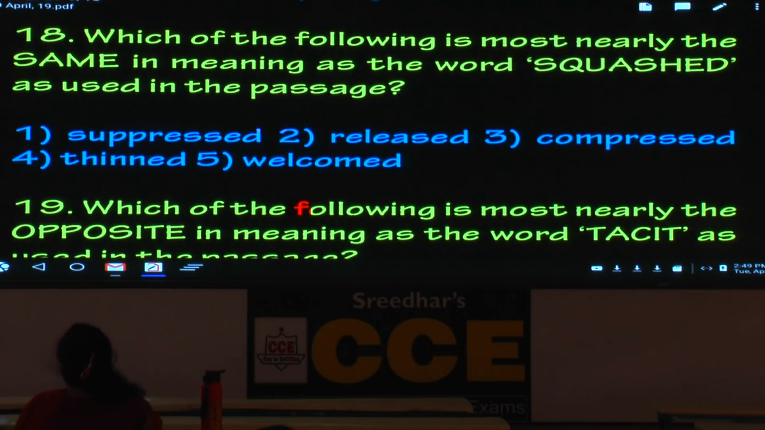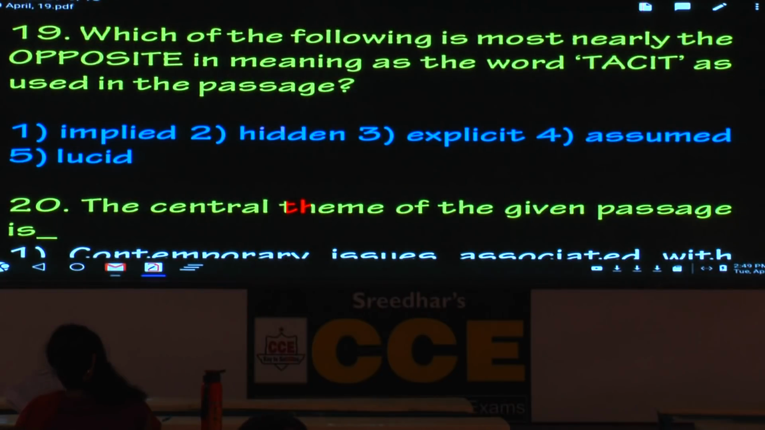So what do you understand? Squashed, positive or negative? Negative. What is the first word? Suppressed. Seems right, hold that one. Released, is it related to this? No, out of context. Compressed, hold that one. Thinned, not relevant in this context. Welcomed, not a positive word. So you have to decide between compressed and suppressed. But the context says suppressing something. So what is the answer based on that? The first option, suppressed. Squashed means suppressed. This is a bit difficult.